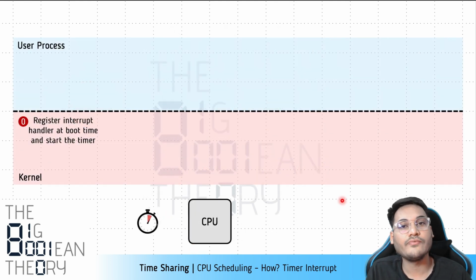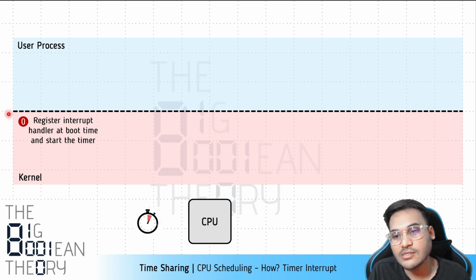So now, having understood what a timer interrupt is, let us see the overall flow of how the timer interrupt works. Let's start with this. Here we have a computer system. This is the CPU, and this is the timer device. The first thing that we need to do is that during boot time, with any kind of device, we have to register the interrupt handler. So what is an interrupt handler? It is a piece of code that will run when the interrupt occurs to handle that particular interrupt. Just like any other interrupt, for timer interrupts also we register the interrupt handler, and then we start the timer. Starting the timer is also very important.